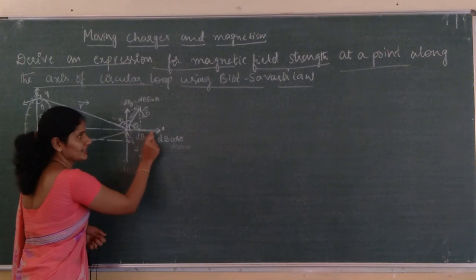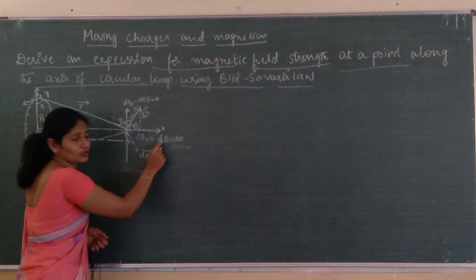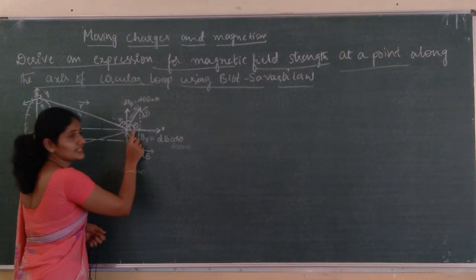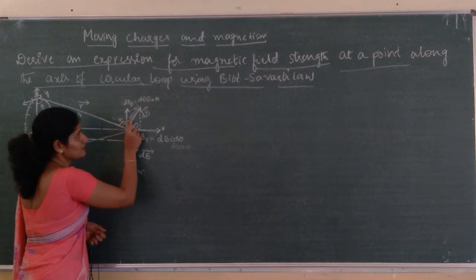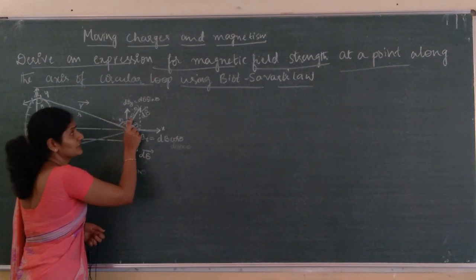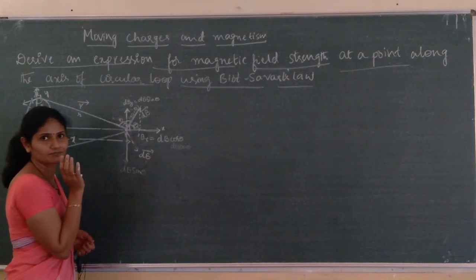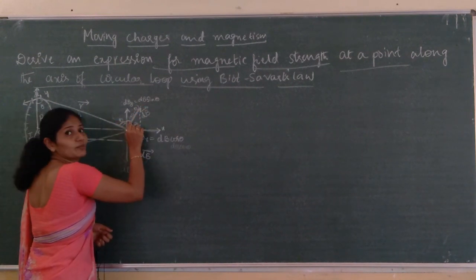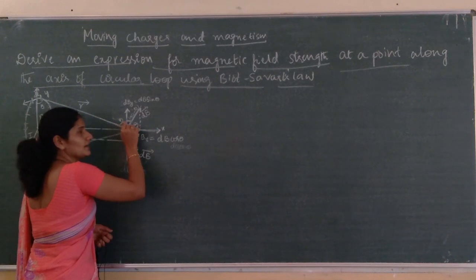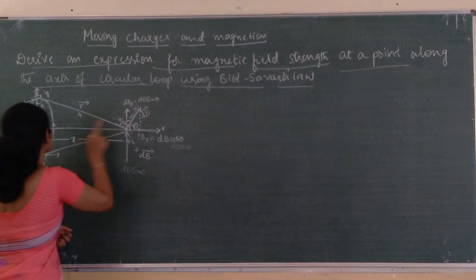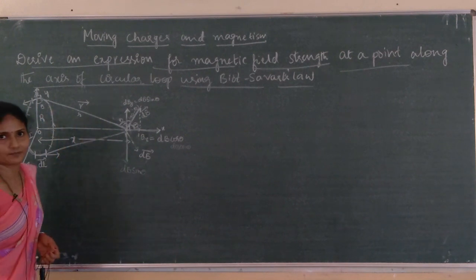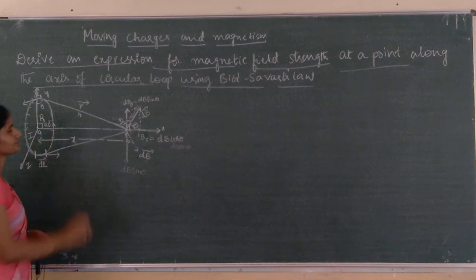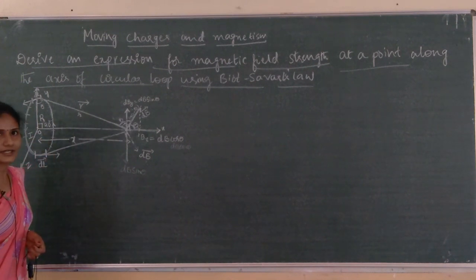So this is 90 degree, the angle between dB sin theta and dB cos theta is 90 degree. This is theta, this is 90 minus theta, because 90 minus theta plus theta is 90 degree. Here also this is 90 degree, this angle is 90 minus theta, so this should be theta. If this is theta, this angle is also theta. So this is 90 degree, right.